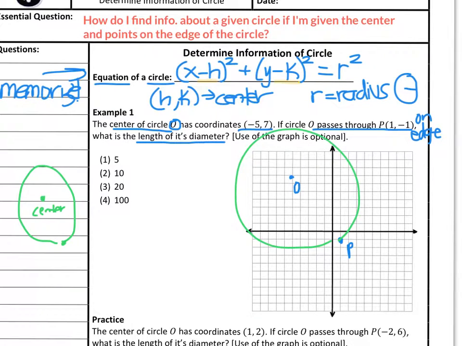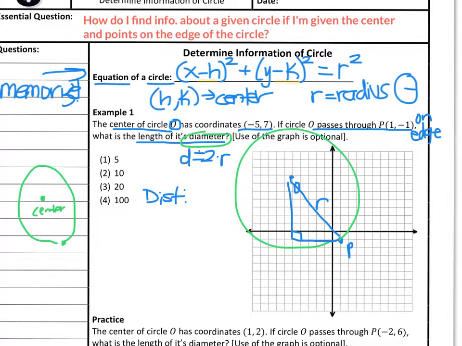Okay, so we want the length of the diameter. What we can do here is use the coordinates of the 2 points that they give us to make a right triangle, but that will only give us our radius. If I connect from P to O, then we can use the distance formula and make our right triangle. I'm going to draw a line over and up, and there's our right triangle. What we're finding is just the radius, so we're going to have to multiply by 2 to get the diameter, because we know our diameter is equal to 2 times the radius.